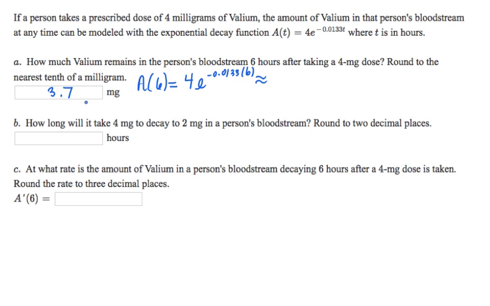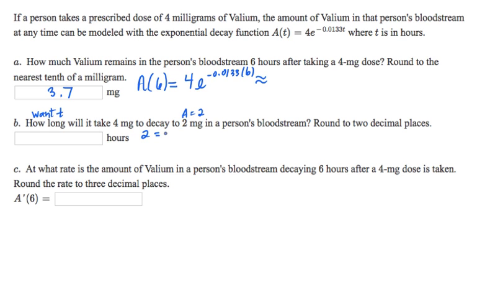Okay, the next question is how long will it take for 4 milligrams to decay to 2 milligrams? That's basically asking what is the half-life. So for part B, I'll try to squeeze the work in here. We want to solve for t. How long will it take? That means we want the value of t at which the amount is equal to 2, even though we start with 4. So I'm going to plug in 2 for A of t.